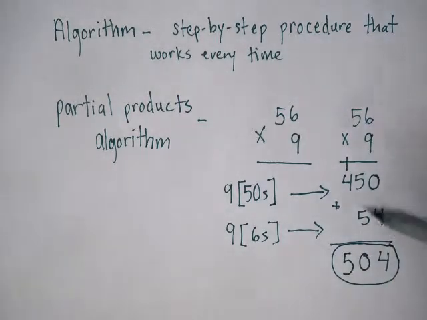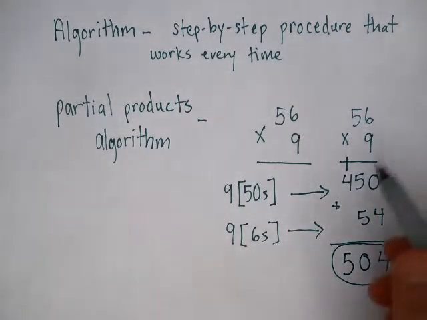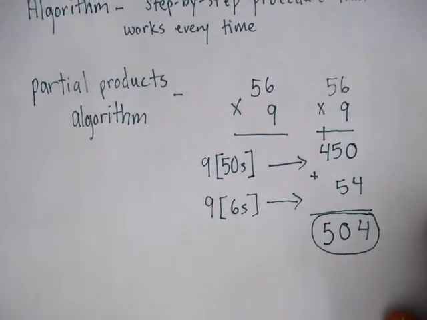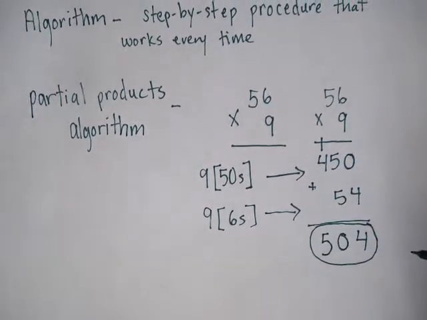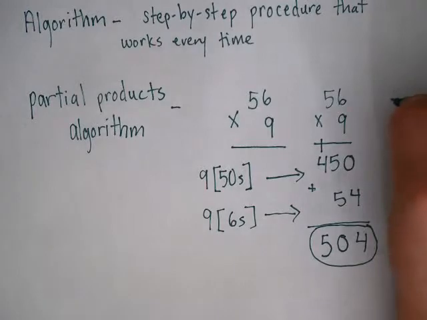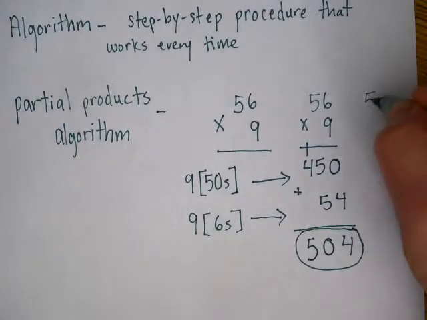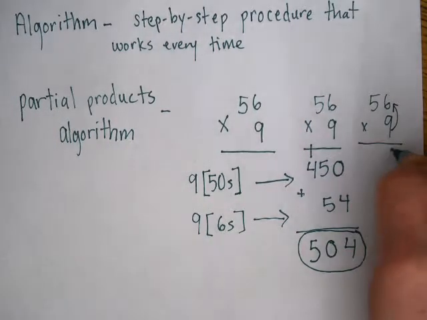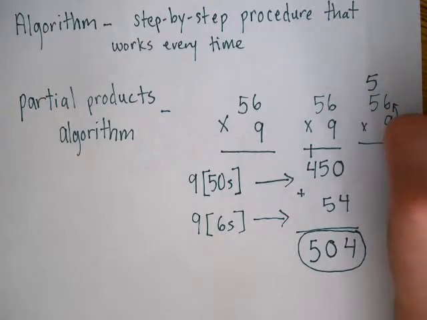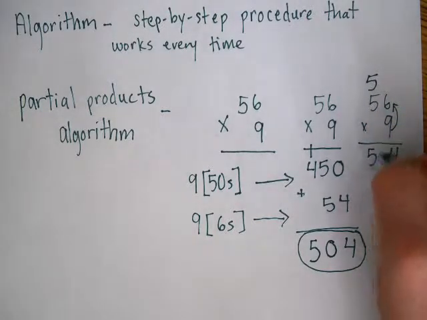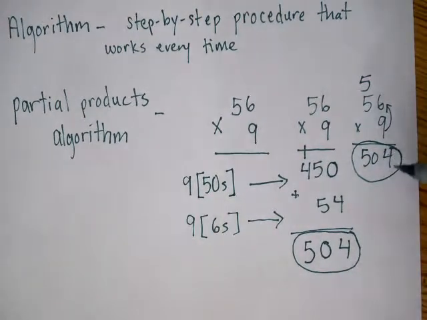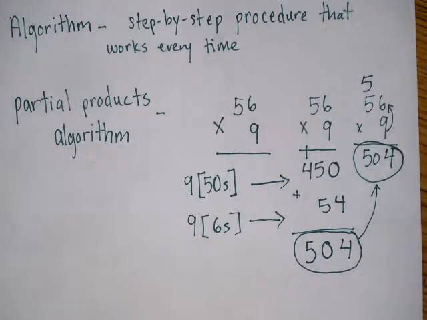And the reason this is called a partial products algorithm is because we can do this with any multiplication problem that works this way, that looks this way. Okay, and if I were to do it with a traditional algorithm, we would still get the same answer as I do with the partial products algorithm. So just to show you, if I did 56 times 9, I could do 9 times 6 is 54, put down the 4, carry the 5. 9 times 5 is 45, plus 5 is 504. So if you do the traditional algorithm, you'll see it produces the exact same answer as the partial products algorithm.